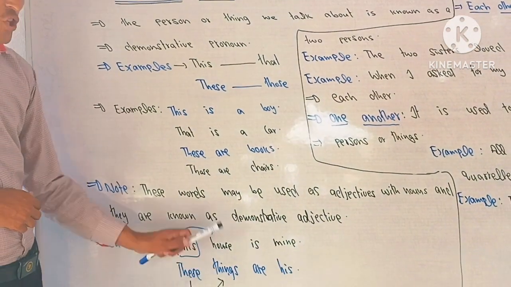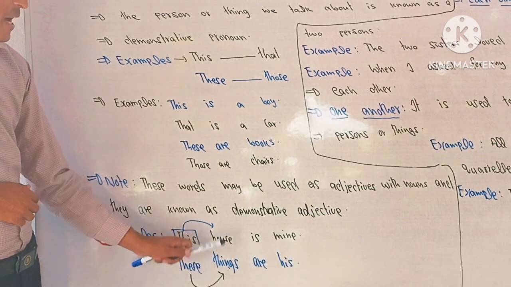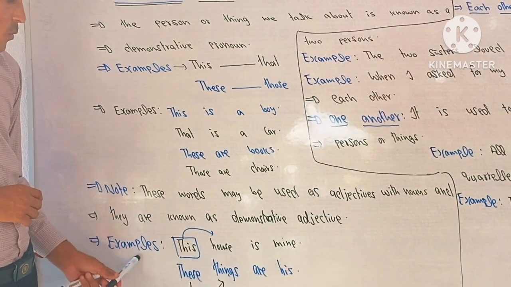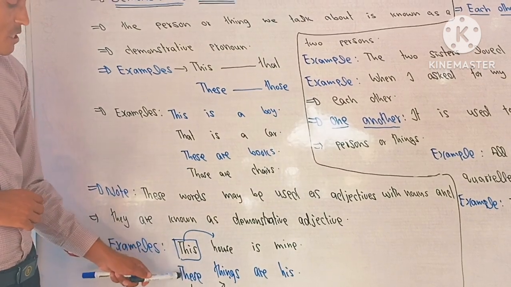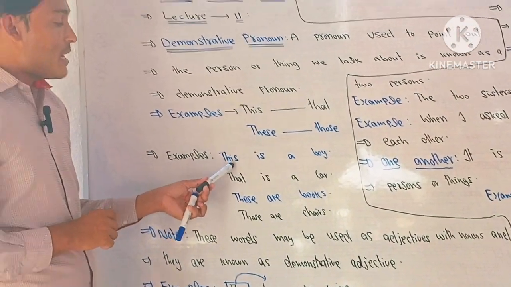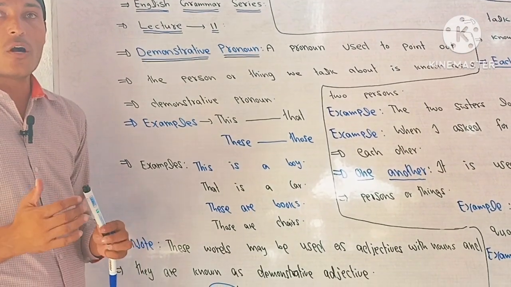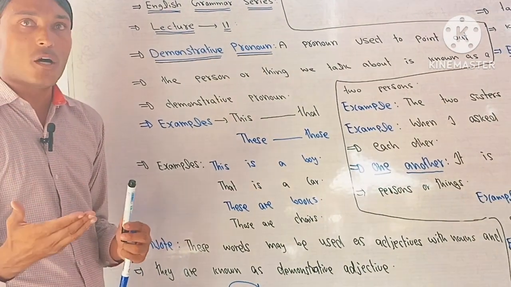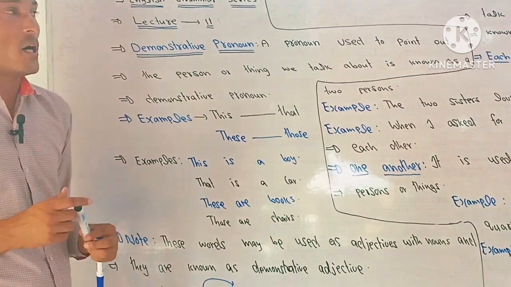Next one, these things are. Here, these is followed by things, and things is what? It is a plural noun. So these are called what? Demonstrative adjective. Now, if you look at this case, this is followed by is, which we call a verb. When these words are followed by a verb, we call it a demonstrative pronoun.